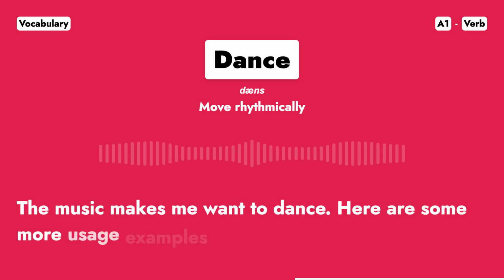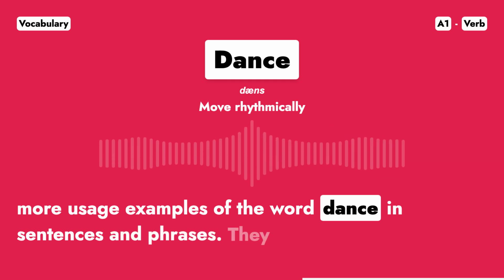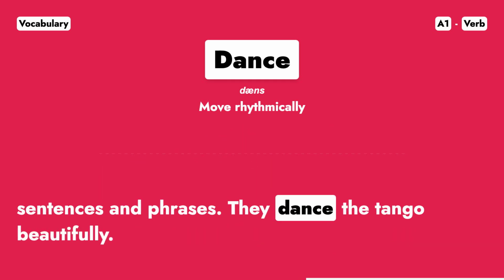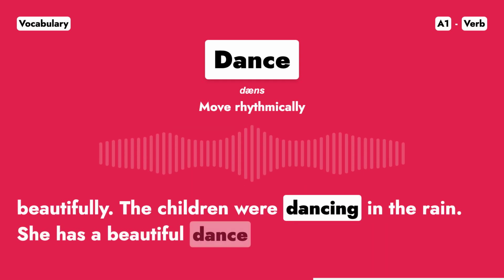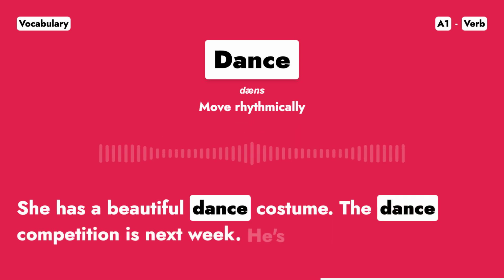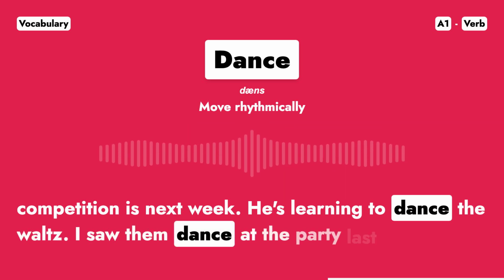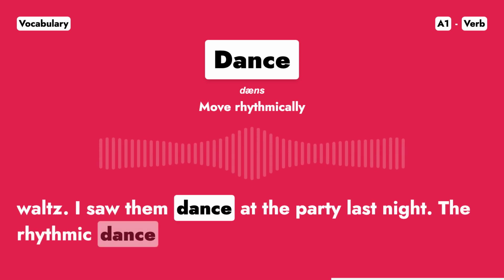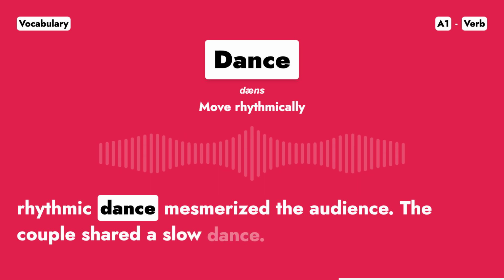Here are some more usage examples of the word dance in sentences and phrases. They danced the tango beautifully. The children were dancing in the rain. She has a beautiful dance costume. The dance competition is next week. He's learning to dance the waltz. I saw them dance at the party last night. The rhythmic dance mesmerized the audience. The couple shared a slow dance.